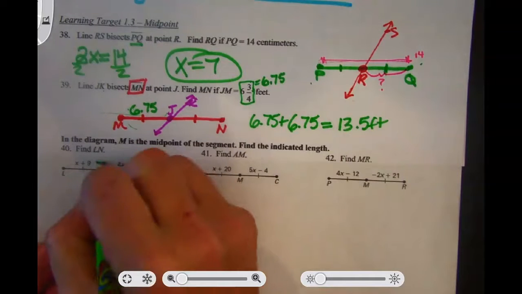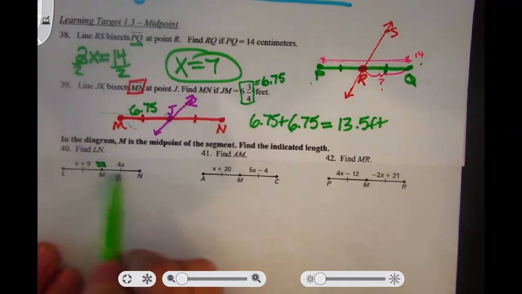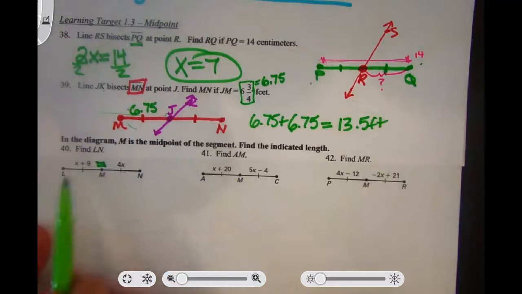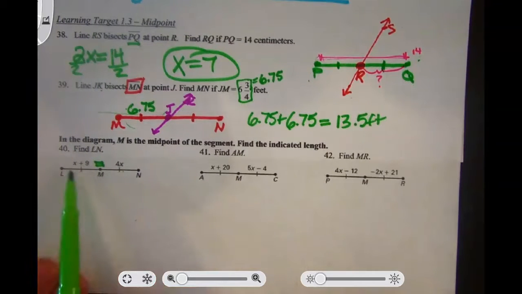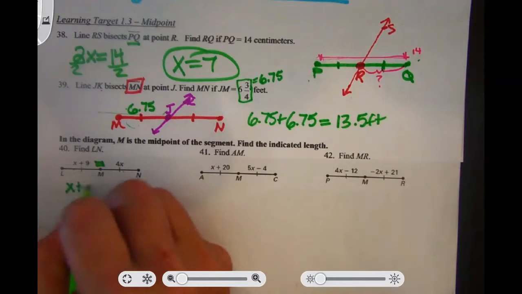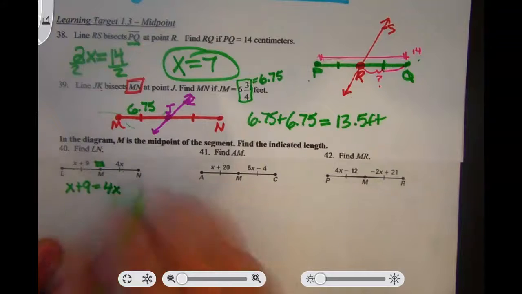We know we're going to have equal. There's the little marks that tell us these are equal. I notice there's an x and there's another 4x, there is no x squared. So this is one where there is no factoring. So I'm just setting them up. x plus 9 equals 4x.